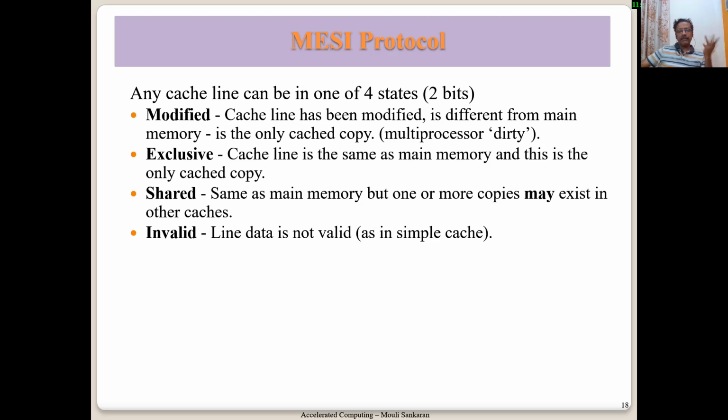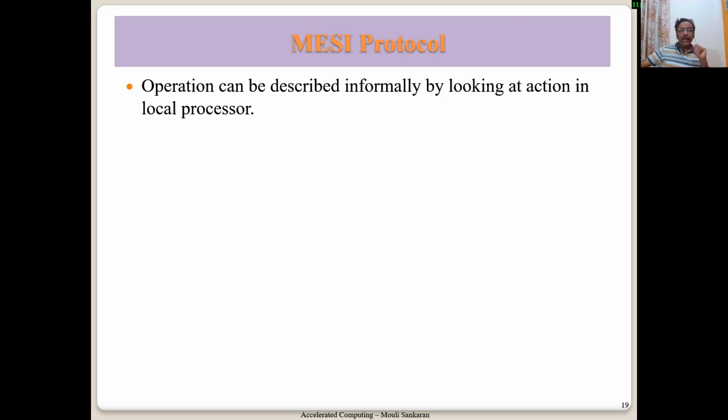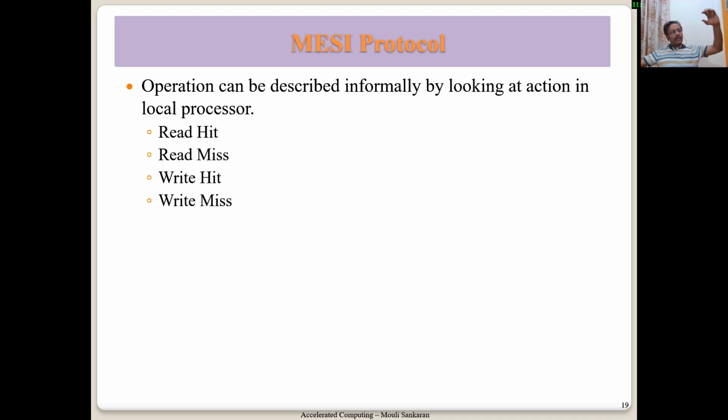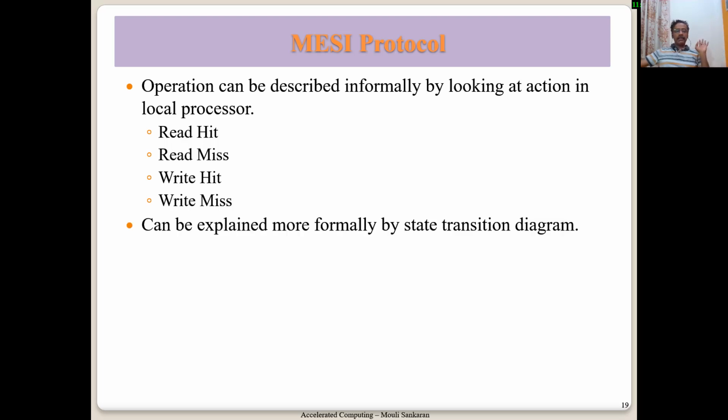This is simple. Now, the operation can be described informally by looking at the action in the local processor. Let us see what operations you need to do. The local processor does a read hit, read miss, write hit or write miss. So let us go one by one and understand it. Very easy. We can have a transition diagram, which I will show at the end.